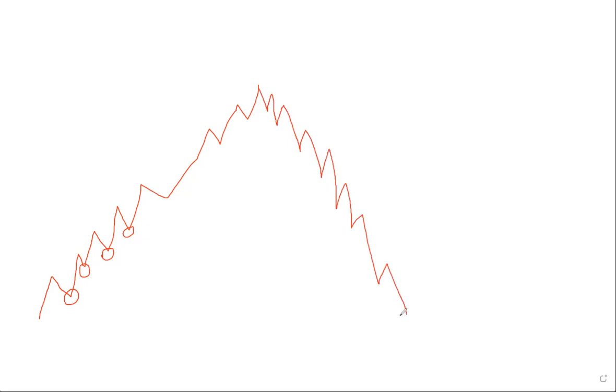Okay, so look at the lows. See, the lows are getting lower each time. The highs are lower, lower, lower. So basically that shows a downtrend.